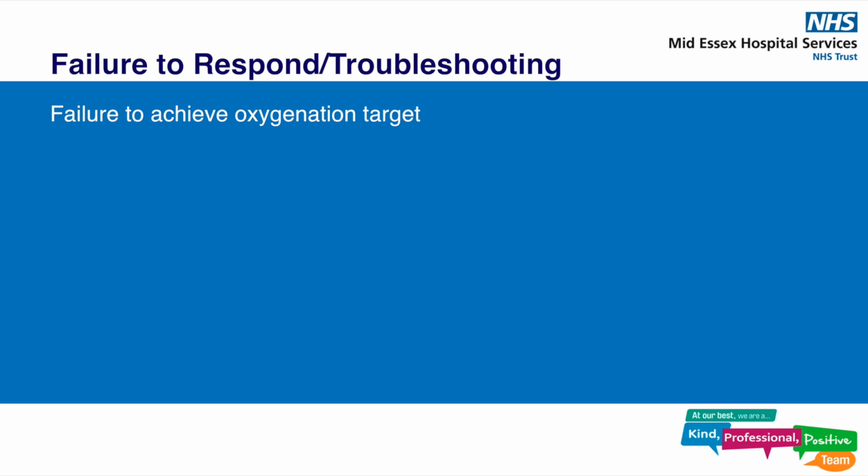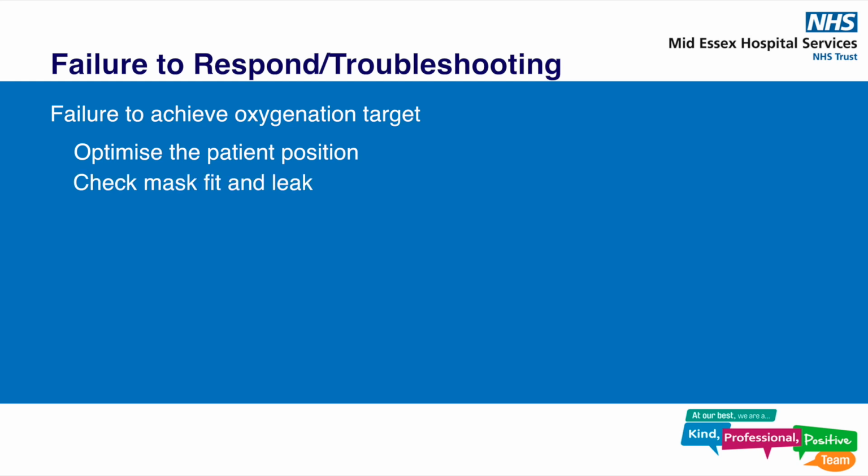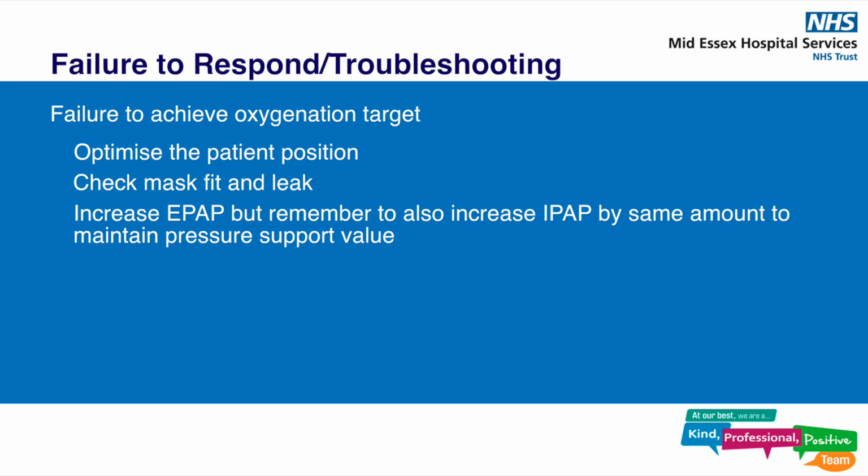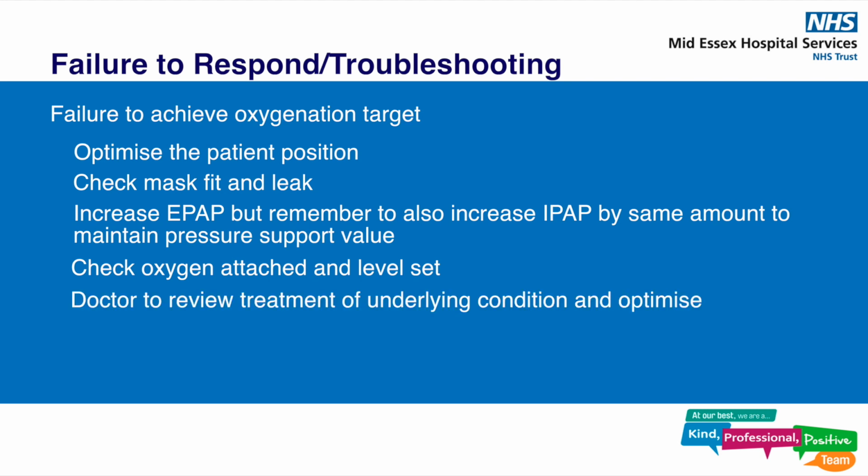If the oxygenation target is not being achieved, try optimising the patient's position. Check mask fit and leak. Increase EPAP, but remember to also increase IPAP by the same amount to maintain pressure support value. Check the oxygen tubing is attached and the level is set correctly. Ask for a doctor to review treatment of underlying conditions and optimise. Increase the oxygen being delivered up to the prescribed level.